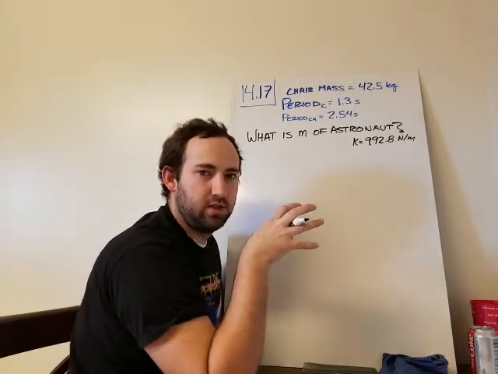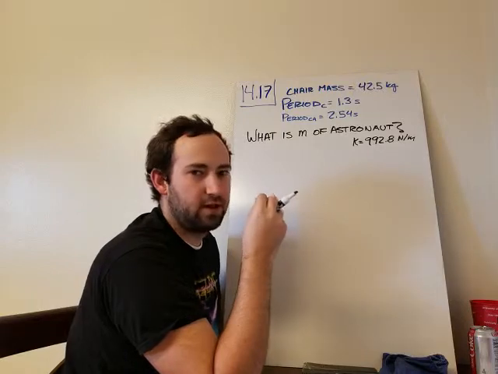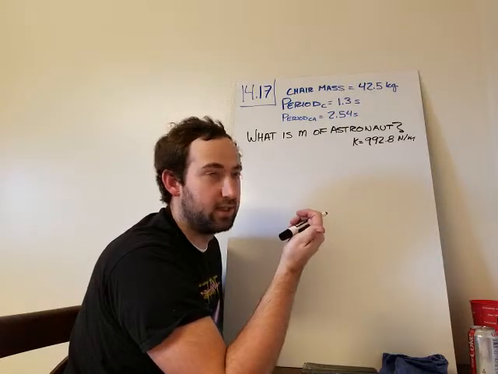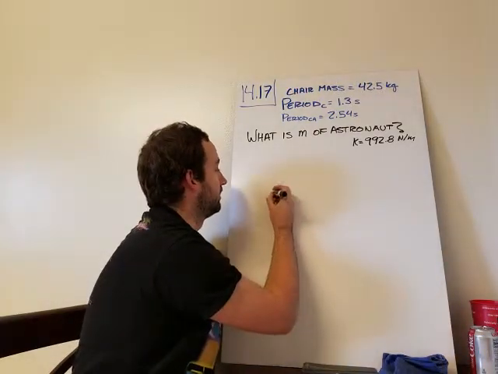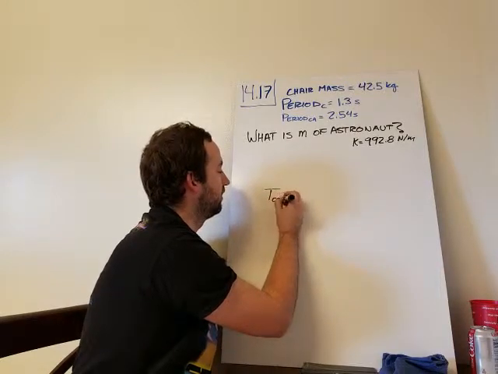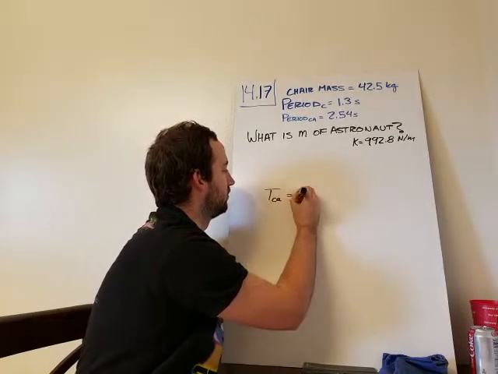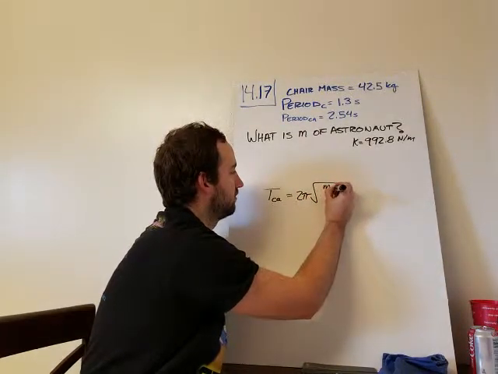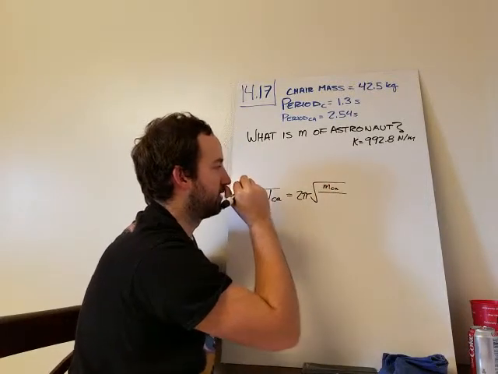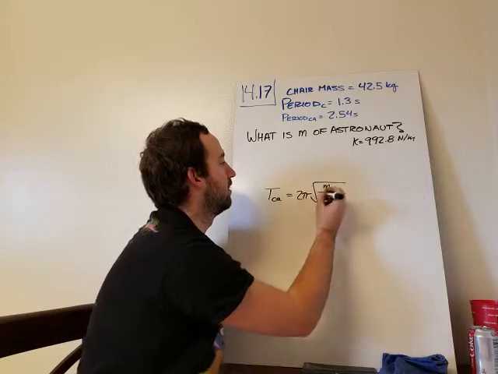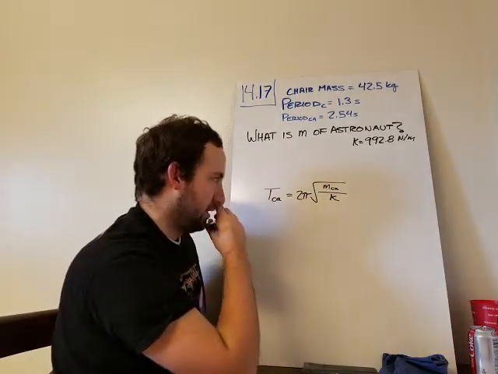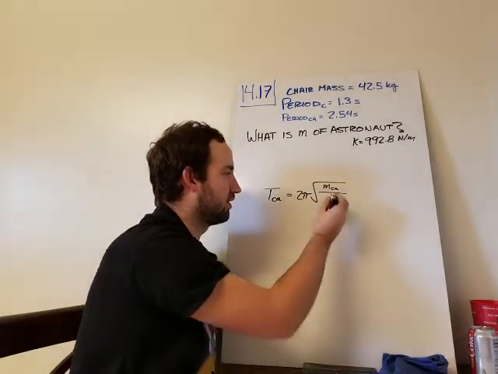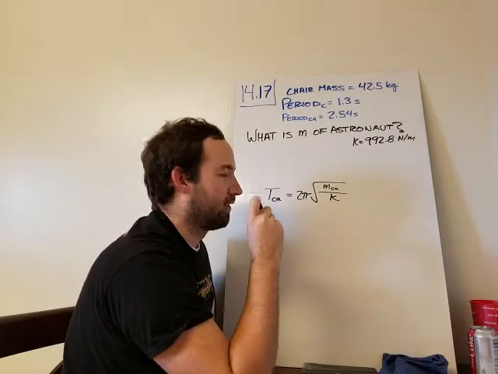But now we need to use that same equation again, but this time instead of using the period of the empty chair, we need to use the period of the chair with the astronaut in it. So we're going to say T_CA this time is equal to 2 pi square root of the mass, that's the combined mass of the chair and the astronaut, over our spring constant. Like last time, we're going to have to rearrange the equation, but instead of solving for the spring constant, we need to solve for that combined mass.